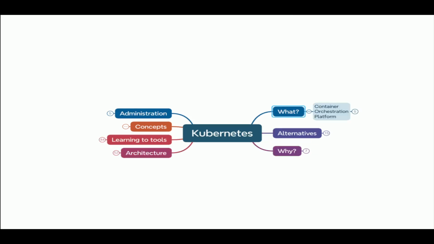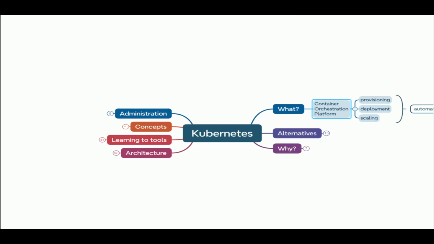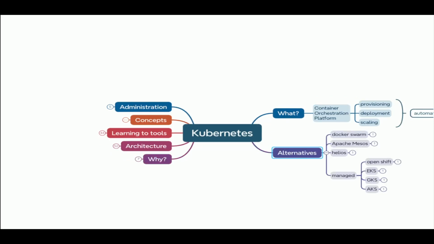Kubernetes is a container orchestration platform designed to automate the provisioning, deployment, and scaling of containerized applications. What are the alternatives to Kubernetes? Docker Swarm, suitable for small to mid-sized companies. Apache Mesos, useful for distributed loads. Helios from Spotify, and managed solutions such as OpenShift, EKS, GKE, and AKS. Managed solutions provide an implementation of a control plane or a master node.